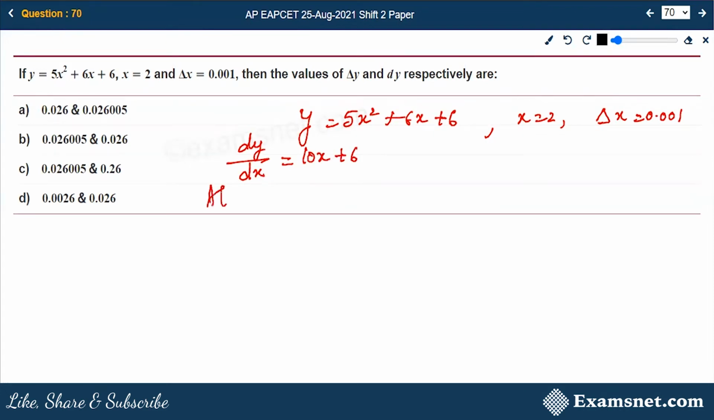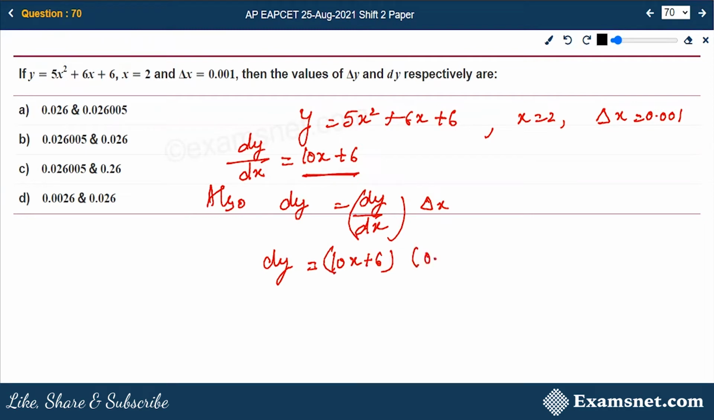Also, you know, dy is equal to dy by dx multiplied by delta x. Therefore, dy is equal to, what was dy by dx? It was 10x plus 6, and delta x, sorry, it is 0.001. So this equation will become 10 into x was 2 into 0.001 plus 6 into 0.001. So the whole thing will become 0.026. Right? This is dy.